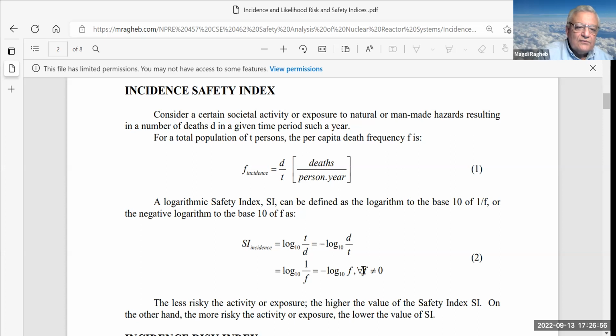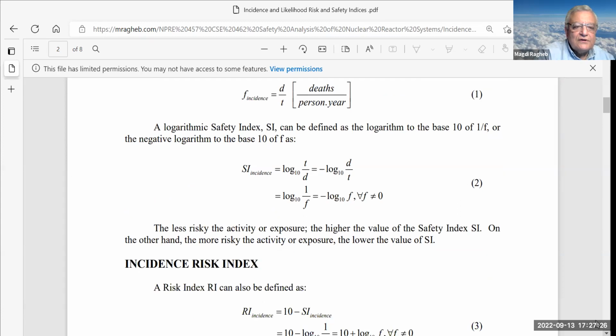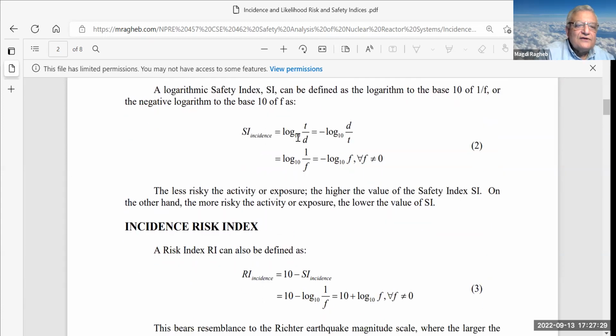This is a mathematical symbol for all values of F not equal to 0, because if you take the logarithm of 0, it becomes minus infinity. So everything is defined except when there are no deaths, or in that case, the number F is equal to 0. So this safety index only applies when F is not equal to 0. That's what we mean by that symbol right here. So in that case, you find that the less risky the activity or exposure, the higher the value of the safety index on a scale from 0 to 10.